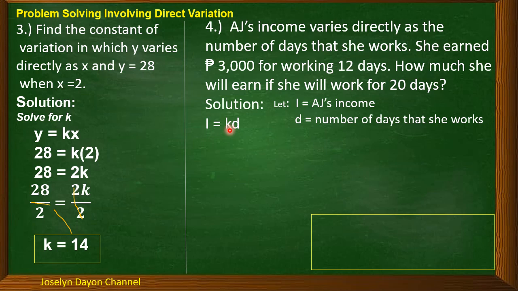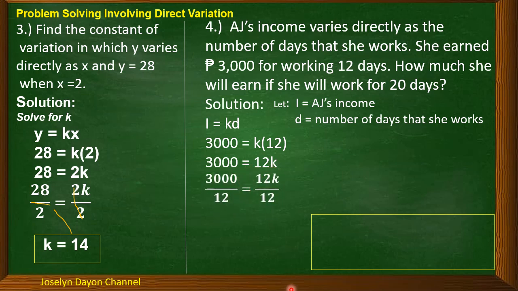Now we have to solve for K. So by substitution, we have 3,000 and the value of D is 12. So solving for K, 3,000, that is equal to 12K. Divide both sides by 12. So 12K divided by 12, that is equal to K. And 3,000 divided by 12, that is equal to 250. So we have now the value of K, which is 250.